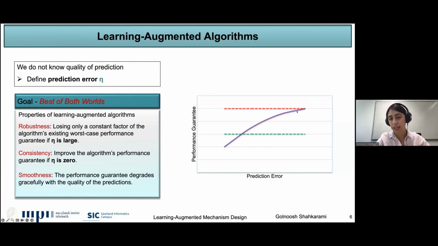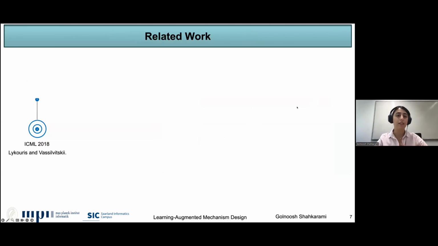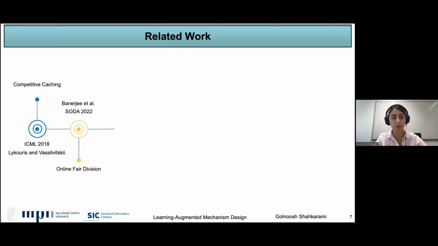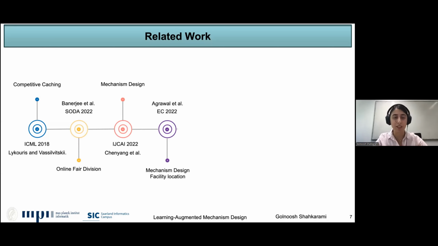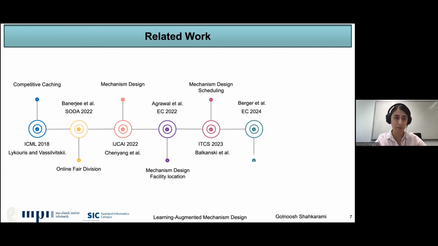And in any case, even in the very bad prediction case, we would like to be bounded by a red line. Well, this is a recent area introduced in 2018 by Lykouris and Vassilvitskii. There are many fantastic works every week in this area. I just mentioned a few of them in this slide, which are most relevant to my talk, but you can check all the papers on the website called OPS.